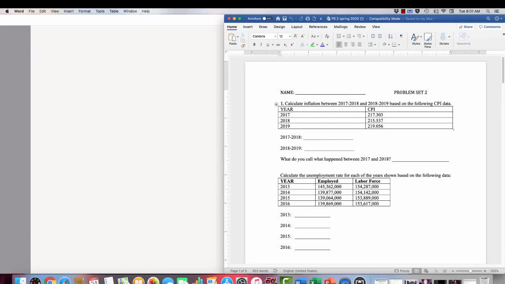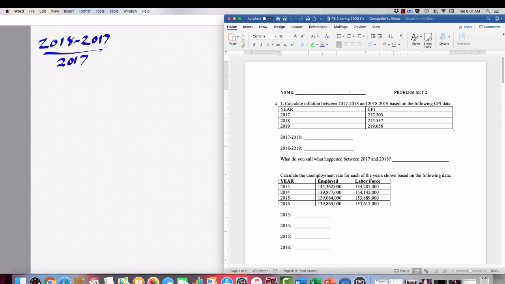Okay, so let's take a look at the answers to the problem set. The first question here involves calculating inflation between these two sets of years. So what we need to do is to compute the percentage change from one year to the next. So for example, we're going to go on the first one here, 2017 to 2018.